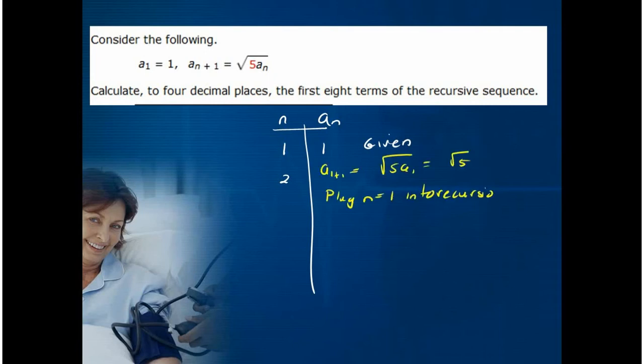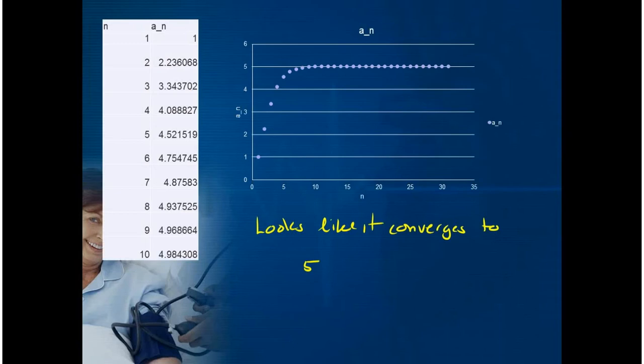I plug in n equals 2. To get the next an, I plug in n equals 1 in for the n. Not n equals 2, but n equals 1. There's some confusion on this that I saw in the quiz. You would plug in n equals 1, which would give you square root of 5. That's approximately 2.2360. They wanted the calculation to 4 places.